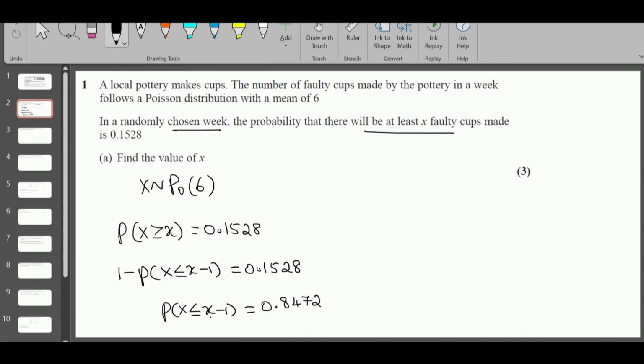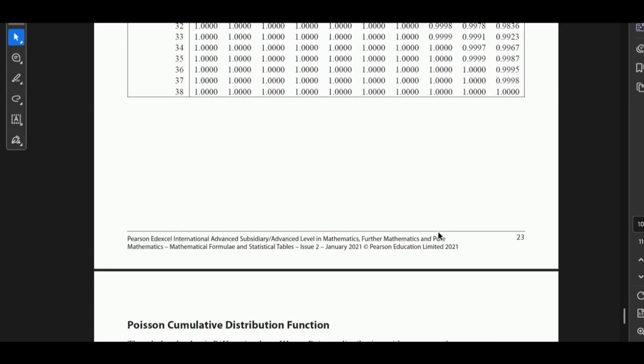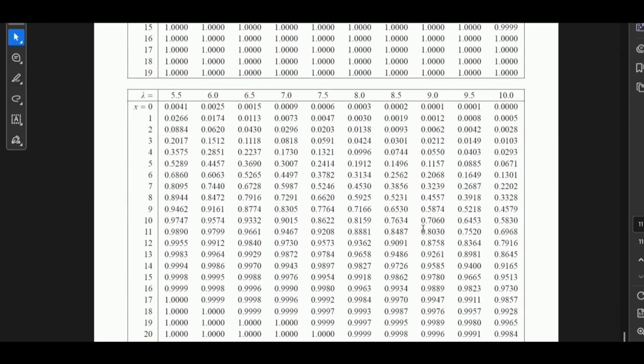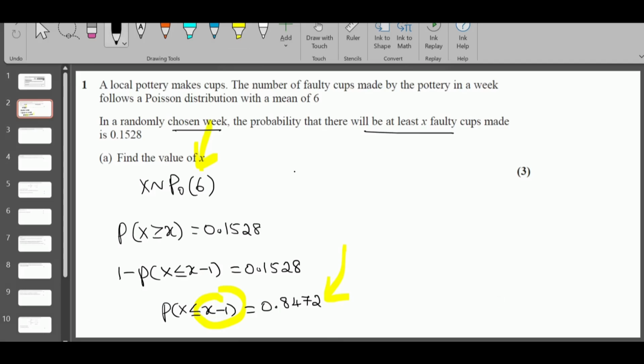0.8472. So from the table, we are going to look for lambda equal to 6, and the probability is this, and the corresponding value of x. So let's go to the table. Okay, here. No, not this. Here. Lambda is 6. That's the second one. We need to look for the probability 0.8472 in the second one. We have 0.8472 here. The corresponding value is 8, right? So we know from the table x minus 1 is equal to 8, x is equal to 9.